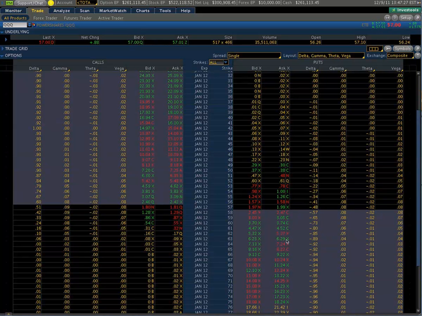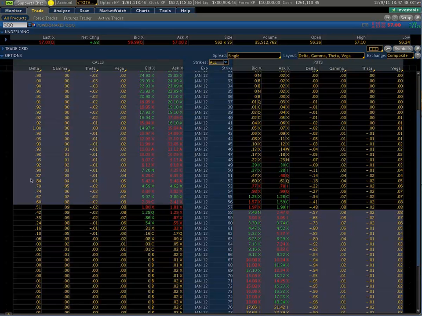Now, as you get closer to expiration, as I mentioned, one option is equivalent to the ability to purchase 100 shares of stock if you're purchasing a call, or you have the right to short 100 shares of stock if you were purchasing a put.